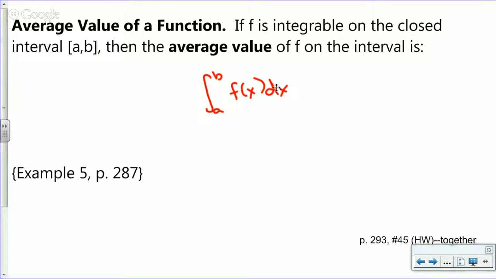And then divide. Now, how would we have gotten 24? How did we get 24? Well, wasn't that 24 minus 0, b minus a? So multiply by 1 over b minus a. It's a little bit easier to look at. Okay, you need to memorize this. We're going to use this a lot. This is the average value of a function f on the closed interval a to b.